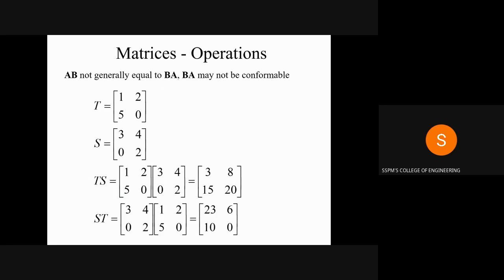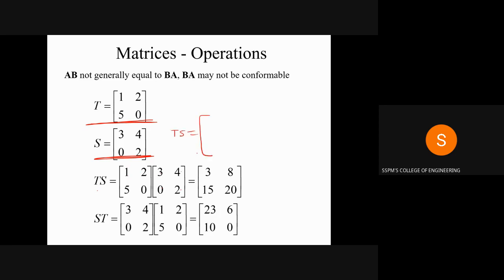Next, here, so we will see some products now. This matrix is matrix T, this is matrix S. What is T cross S? See, what is T? 1 2 5 0 and S is 3 4 0 2. So what is T cross S? How do you write this?